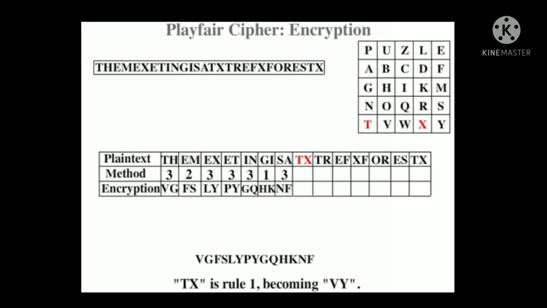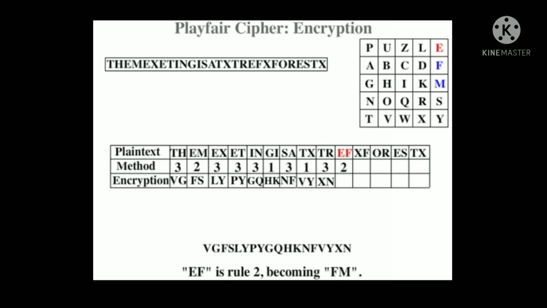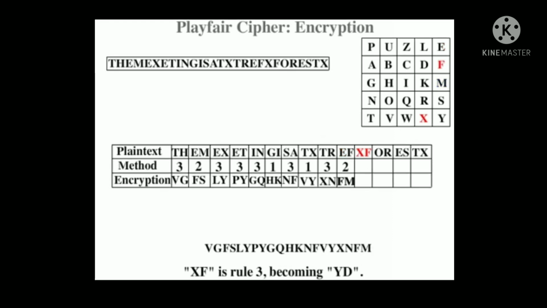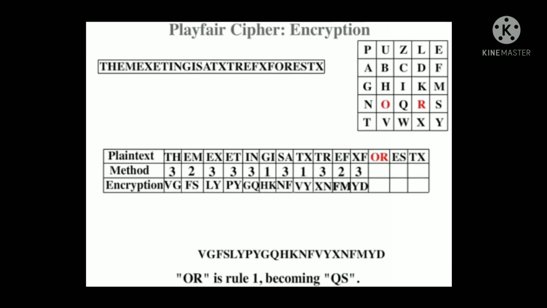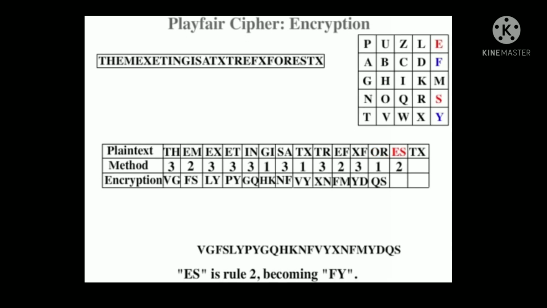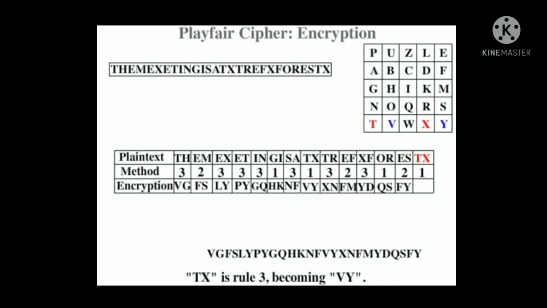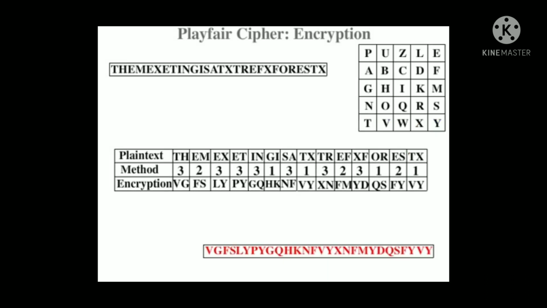TX is rule 1 becoming VY. TR is rule 3 becoming XN. EF is rule 2 becoming FM. XF is rule 3 becoming YD. OR is rule 1 becoming QS. ES is rule 2 becoming FY. TX is rule 3 becoming VY. This is the cipher text for the meeting is at 3 Forest.